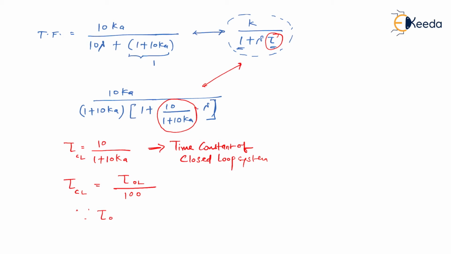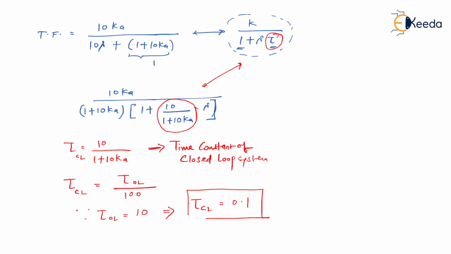So since the open loop system tau is equal to how much? It is 10. Then I would say that tau CL, that is nothing but the time constant for the closed loop form, should be 10 upon 100, which is nothing but 0.1.